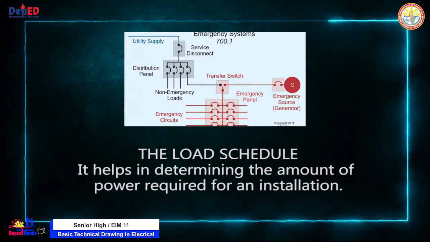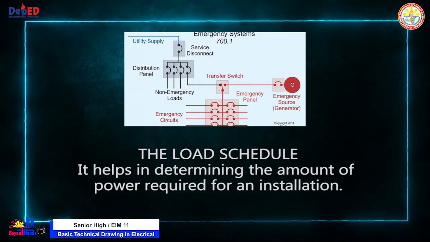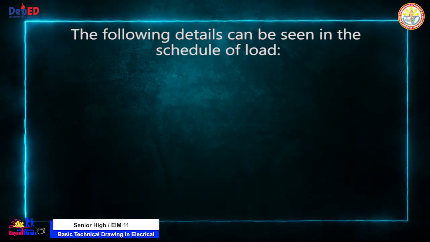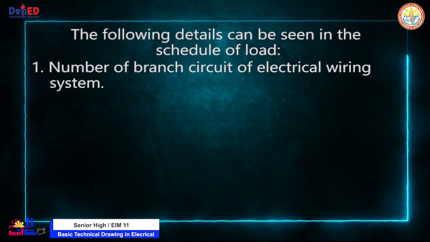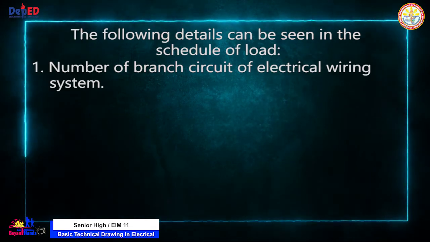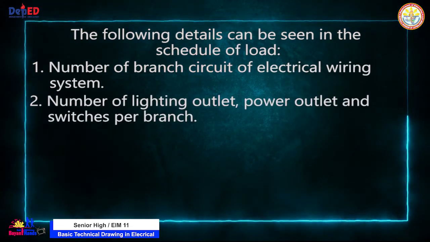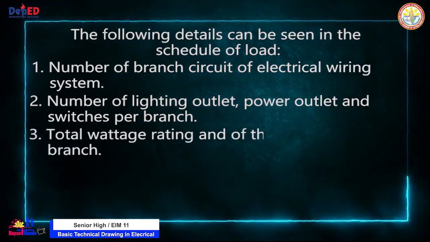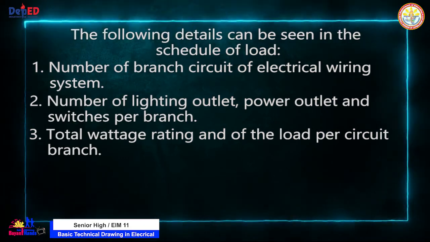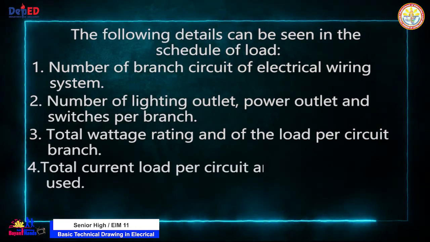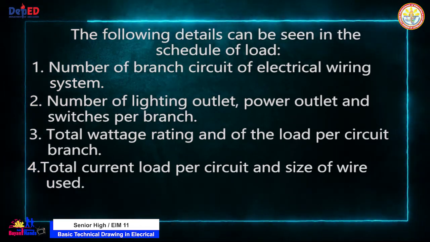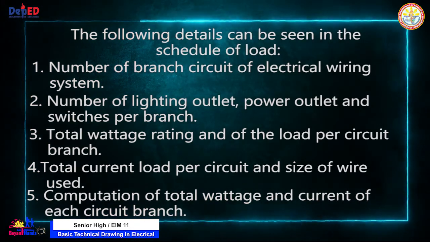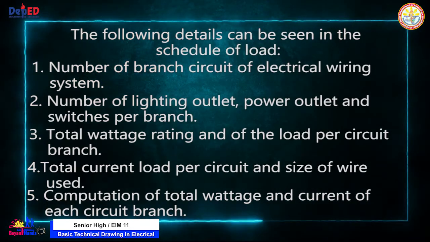The load schedule. It helps determine the amount of power required for our installation. The following details can be seen in the schedule of load. Number 1. Number of branch circuit of electrical wiring system. Number 2. Number of lighting outlet, power outlet, and switches per branch. Number 3. Total wattage rating of the load per circuit branch. Number 4. Total current load per circuit and the size of wire used. Number 5. Computation of total wattage and current of each circuit branch.